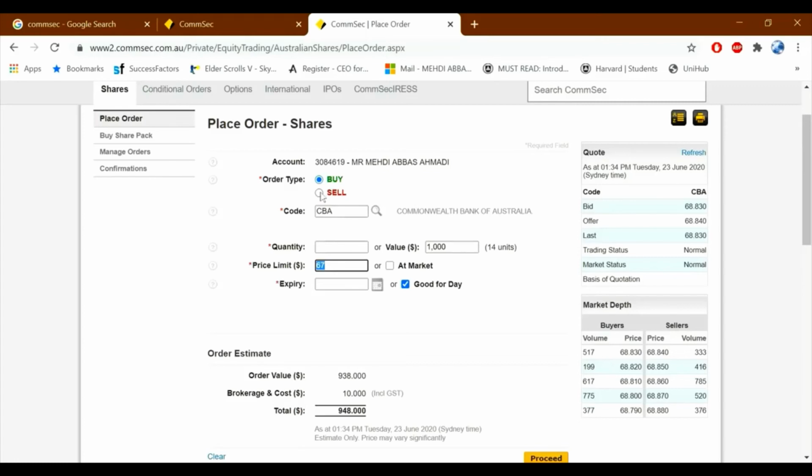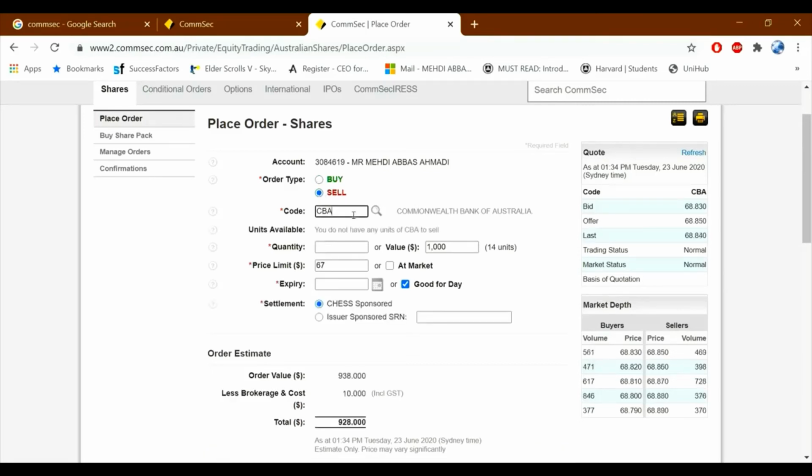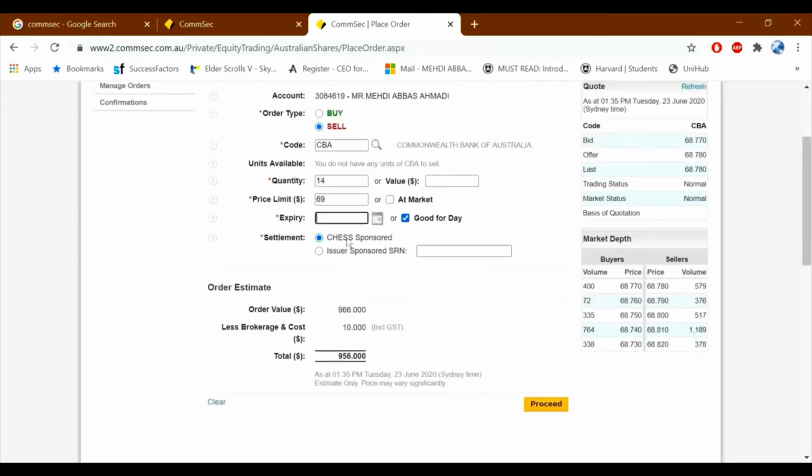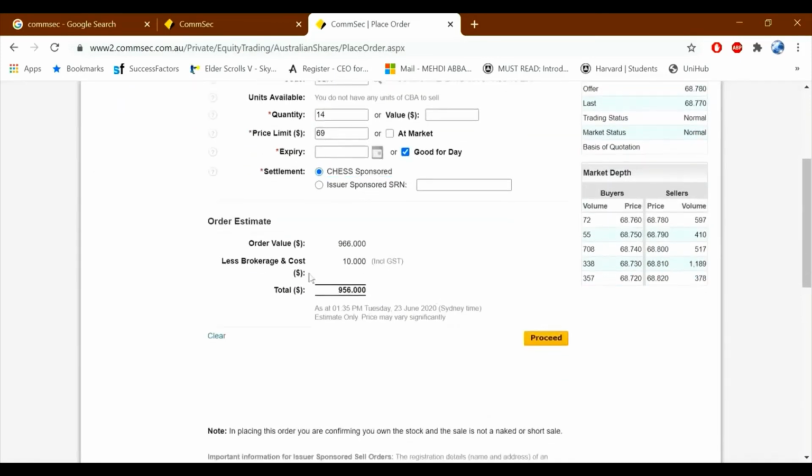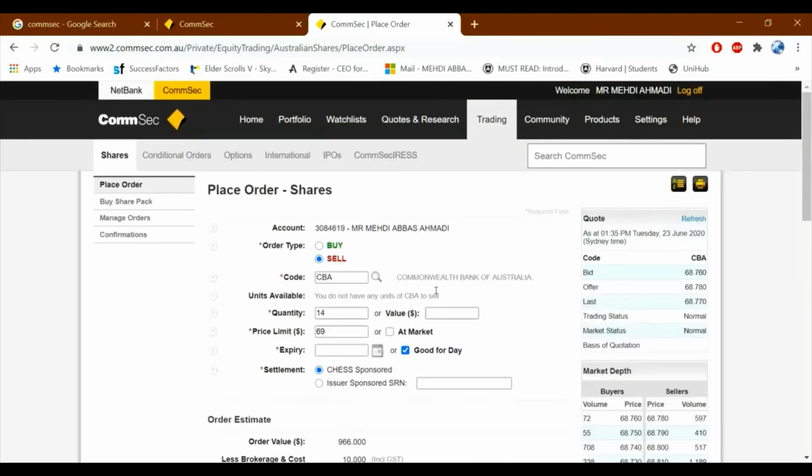Similarly, to sell a stock, you just click sell. You put in the company's ticker for the company you want to sell. Again, let's go with CBA, and let's say you have 14 stocks. You want to sell at $69, and you want it good for today. The settlement is mostly CHESS sponsored, and then you can just proceed, and that's done. You've sold that stock.